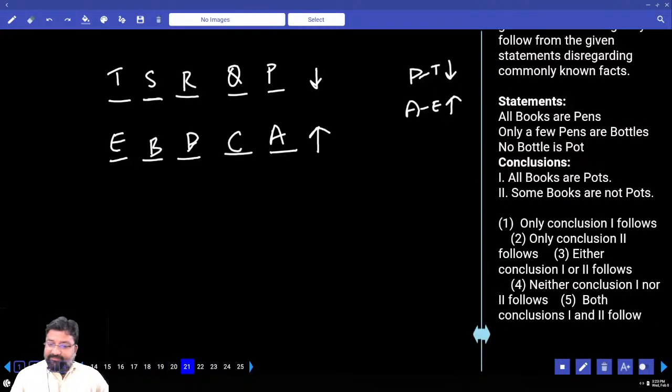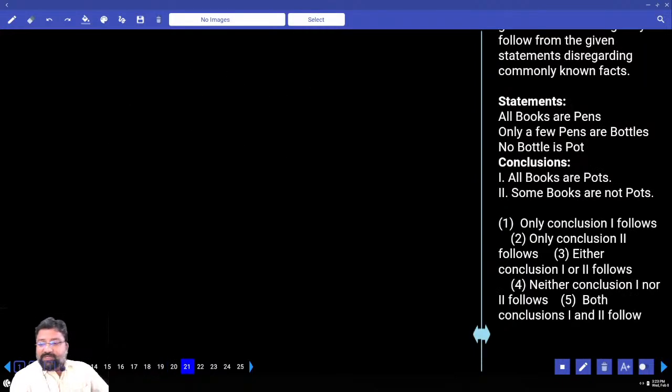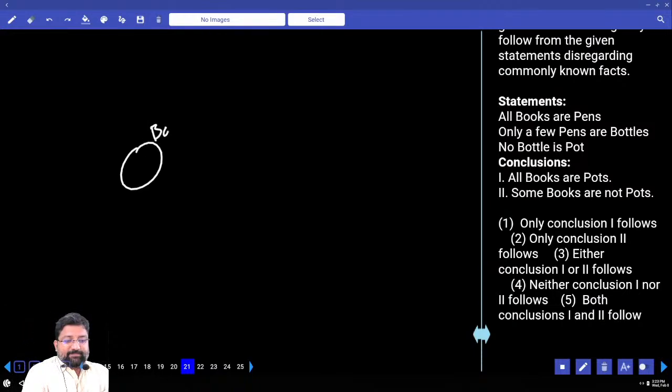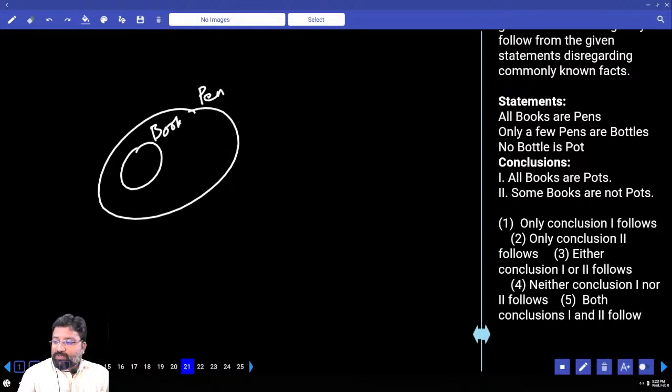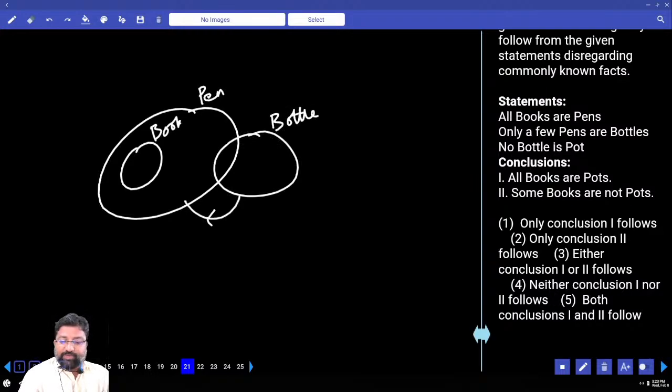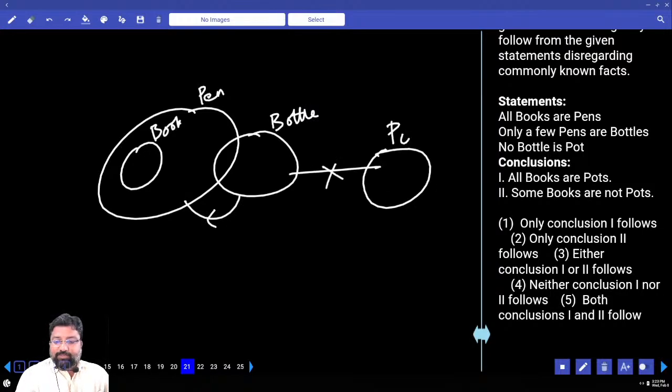21. I have questions on syllogisms here. I want you to pay attention. All books are pens. Only a few pens are bottles. Arrow mark from B to A. No bottle is a pot.